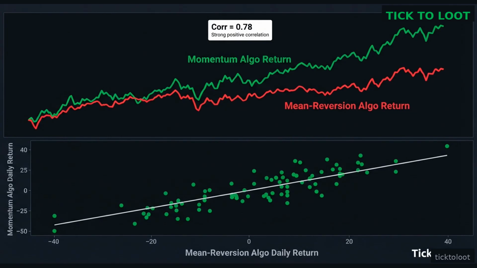This visual approach makes the abstract idea of correlation concrete, so you can start asking the right questions about risk and diversification in your own algorithmic toolbox.